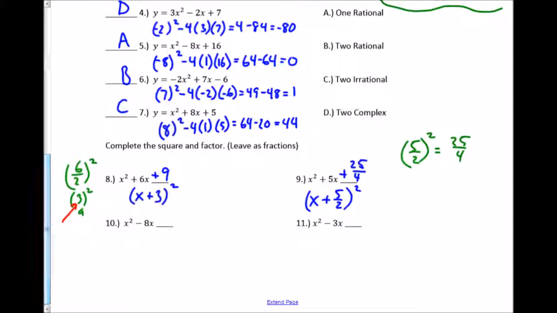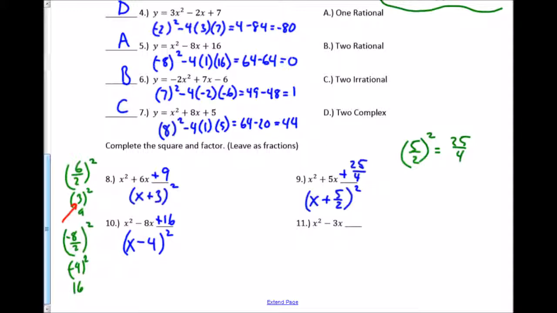In number 10, again, b divided by 2 and square it. So I take the negative 8 divided by 2 and square it. That's a negative 4 squared, which is a positive 16. So this is going to be a plus 16. And then the factored form, once again, is x, b value divided by 2, minus 4 squared.